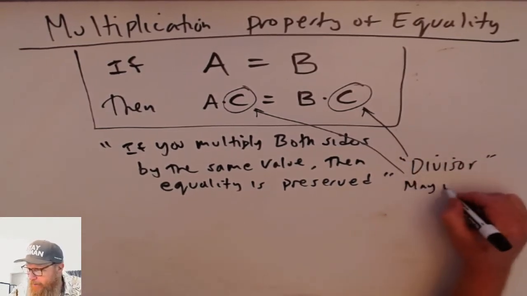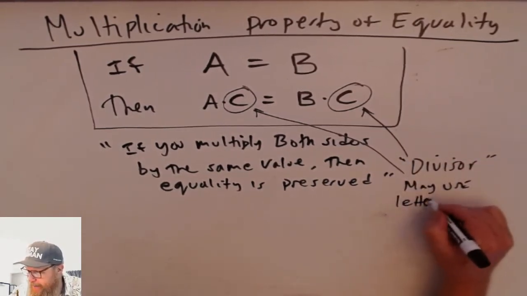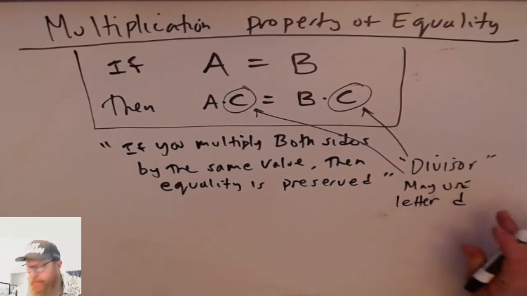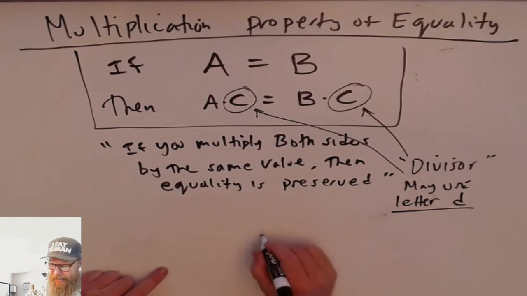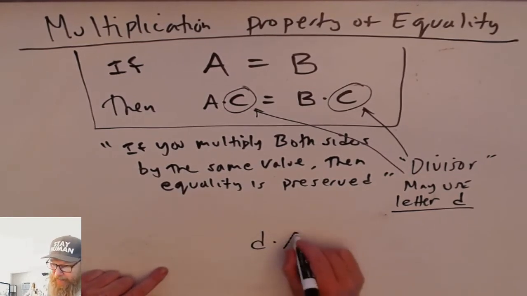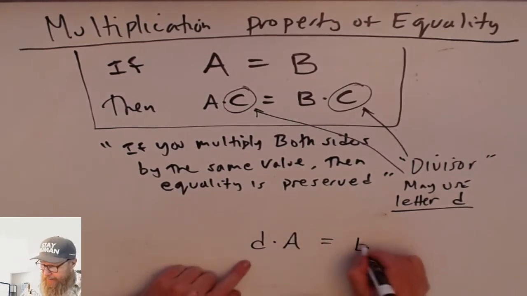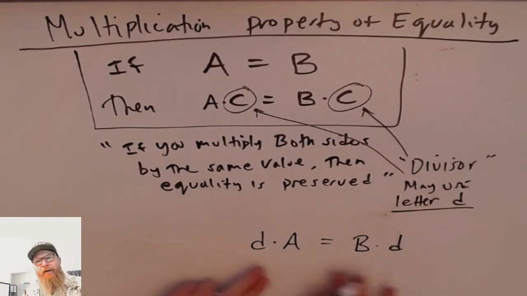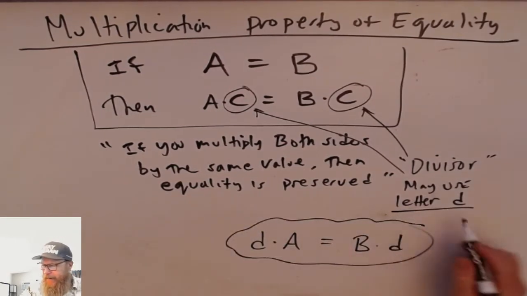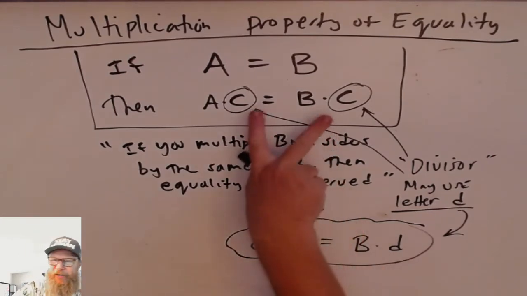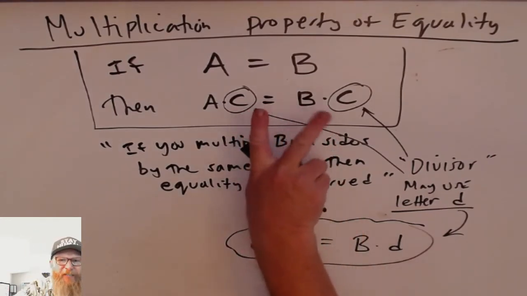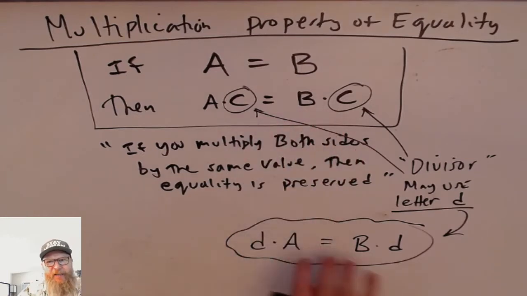So you may use the letter D if you prefer. So you could say, and not only that, but we typically do it like this. So that's another way of saying the multiplication property. I know it looks like a coefficient, but when I do the example, you'll see that it's actually a divisor that you're getting rid of.